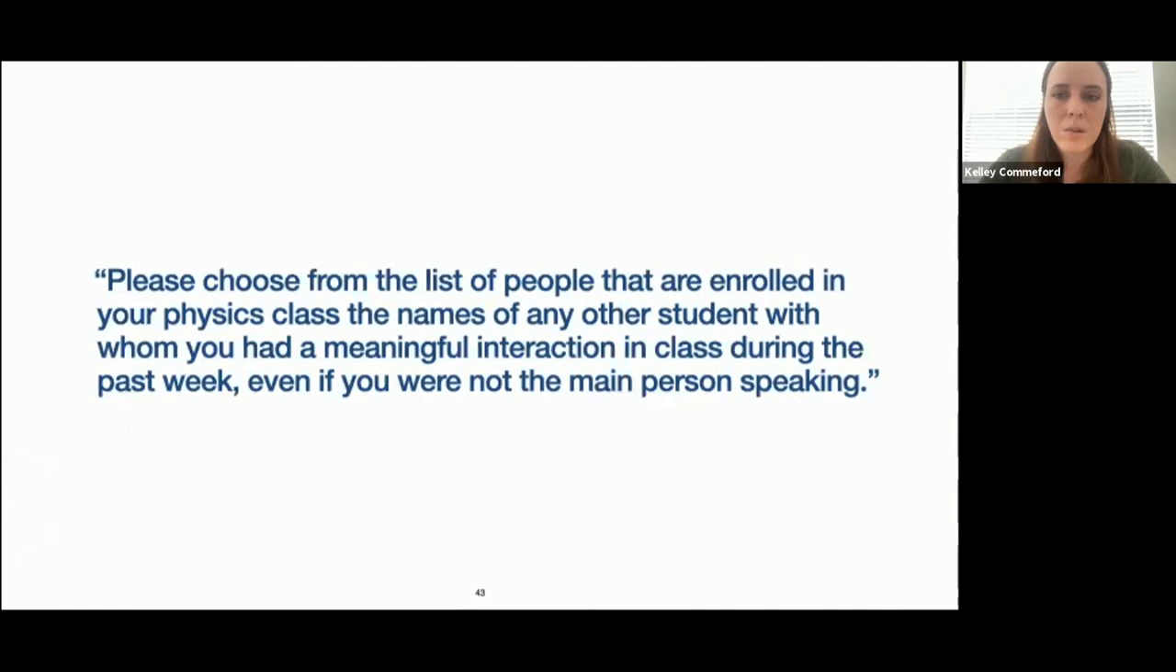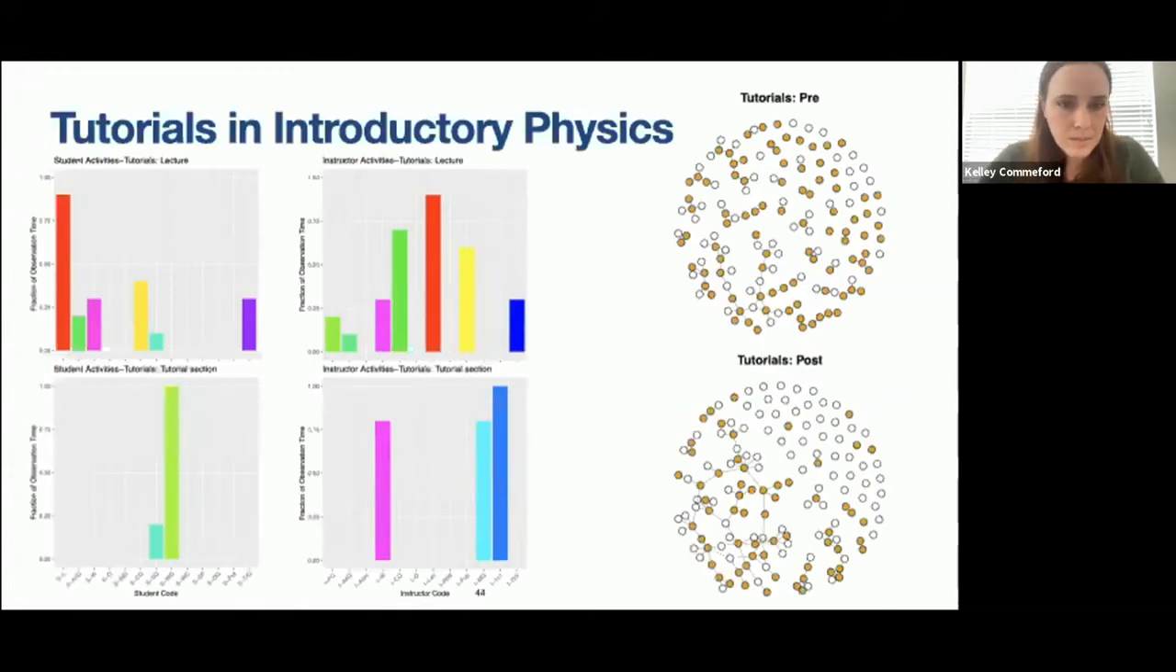So the question that we asked was, please choose from the list of people that are enrolled in your physics class the names of any other student with whom you had a meaningful interaction in class during the past week, even if you are not the main person speaking. And from these survey responses, we were able to construct our networks. So for your tutorials in introductory physics, if we look at our networks as a result, we can actually see the grouping of these tutorial groups emerge in the network. So this is also a good place to point out that the coloring of these nodes, if they're orange, the student filled out the survey. So our response rate was not very great, as we'll discuss later as well.